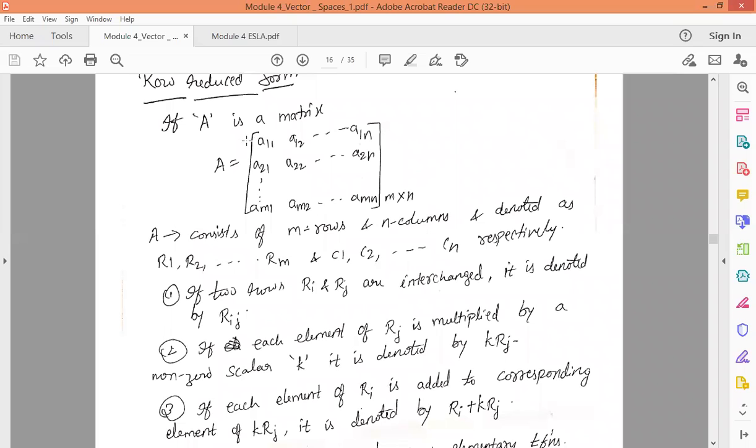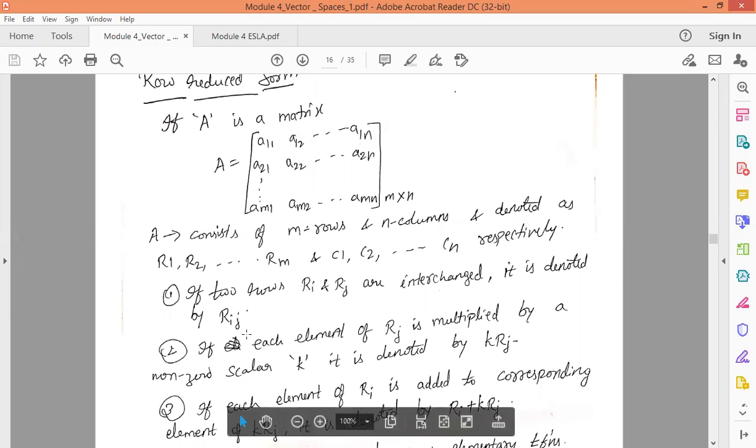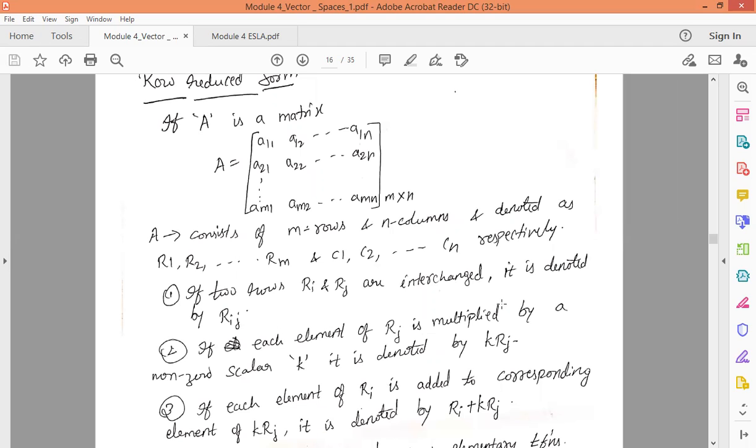Here, the first row is denoted as R1, the second row as R2, the third row as R3, and the mth row as Rm. Similarly, the columns can be represented as C1, C2, C3, and so on up to Cn. Having this assumption, suppose you want to reduce this. If you consider two rows Ri and Rj and they are interchanged, then it is denoted as Rij. Suppose you want to exchange R1 with R2, then it is represented as R12.